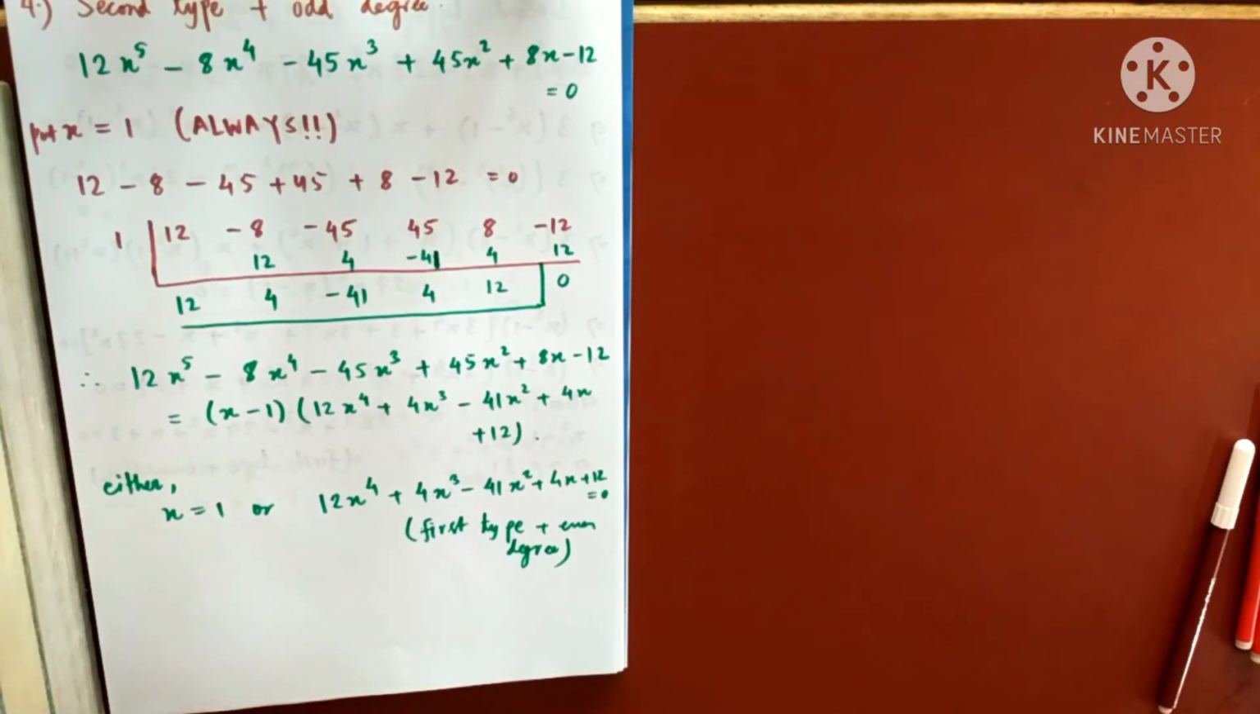First type and odd degree, x equals to minus 1 will always be a root. Second type and even degree, x square minus 1 is always a factor, and second type and odd degree, x equals to 1 is always a root. And then we are done. Am I clear with every possible concept?